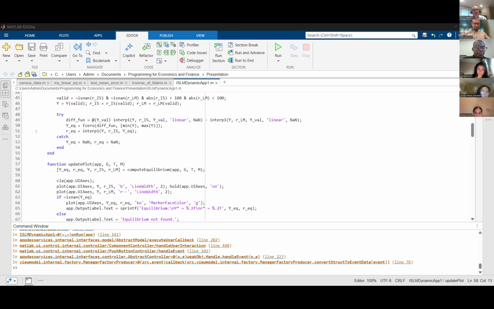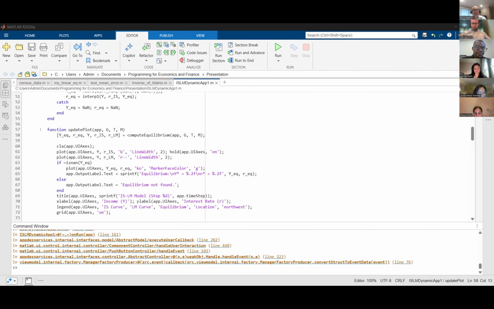And then this try and catch is also to try and avoid errors. This catch command will only run if there are errors in the equilibrium output or interest rate. So if it happens that we don't find the equilibrium output or the equilibrium interest rate, this command will come into play, but it won't affect how the program runs. The program will still run. So I think that's why they are included here.